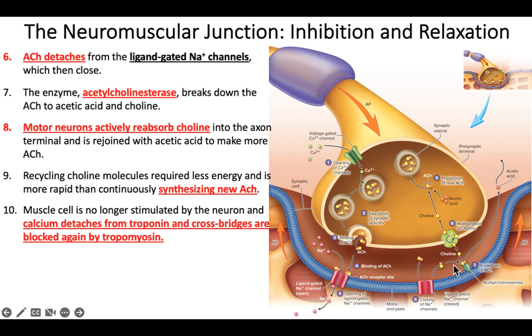Then you've got to remove that calcium. So when the muscle cell is no longer being stimulated, calcium detaches from troponin. The cross bridges are blocked by tropomyosin, and the muscle will relax. So over the last three slides, we went from stimulating the muscle cell, causing it to contract, and now we've caused it to relax again. And that's what muscles do. They contract and relax. It just so happens there are a lot of little molecules that play roles during that process.